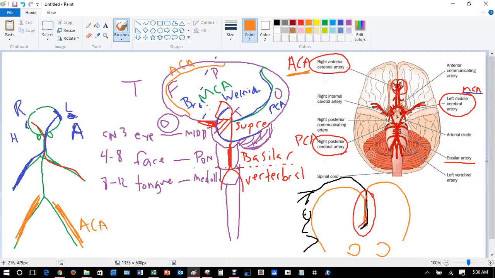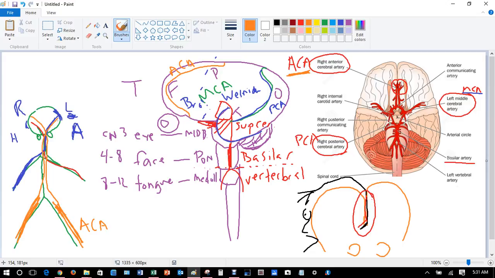So contralateral, because remember it goes up like this, it goes over to that side. It's contralateral hemiparesis, contralateral paralysis of the lower limb, and also contralateral loss of sensation of the lower limb.